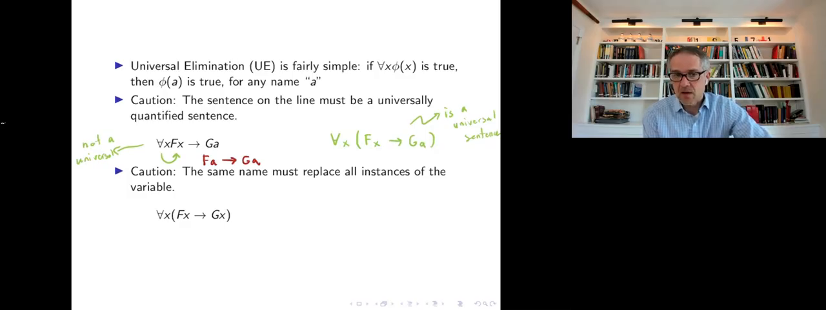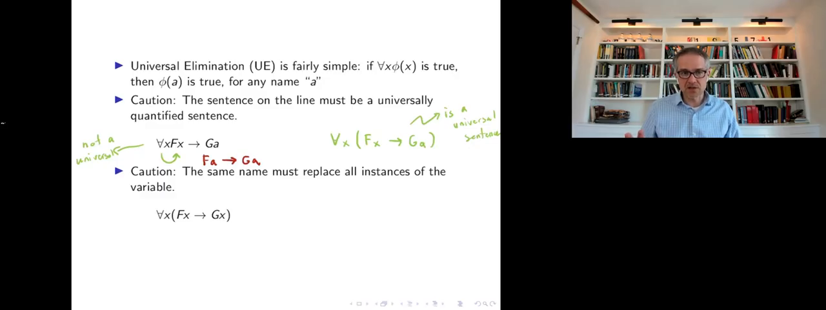This sentence, if for all x, Fx, then Ga, is actually an if-then sentence, a conditional sentence. It says if for all x, Fx, then Ga. So its main connective is if-then. It's not a universal sentence. So you can't apply universal elimination to a sentence unless it's a universal sentence.